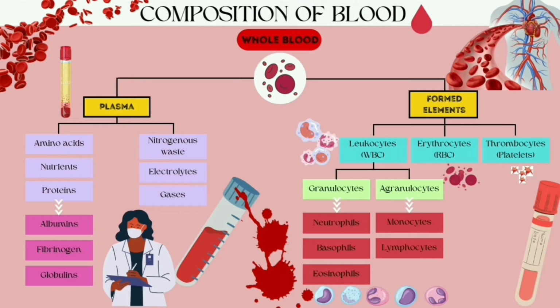Next, I'm also going to talk about the composition of blood. Basically, our blood is made up of 4 main components. We have our white blood cells, red blood cells, the platelets, and also plasma. So, white blood cells, there are 2 categories, granulocytes and agranulocytes. Granulocytes consist of neutrophils, basophils, eosinophils, as mentioned earlier. And agranulocytes consist of monocytes and lymphocytes. As for the plasma, we have amino acids, nutrients, proteins. The proteins include albumins, fibrinogen, and globulins, and also some other components such as nitrogenous waste, electrolytes, and gases.